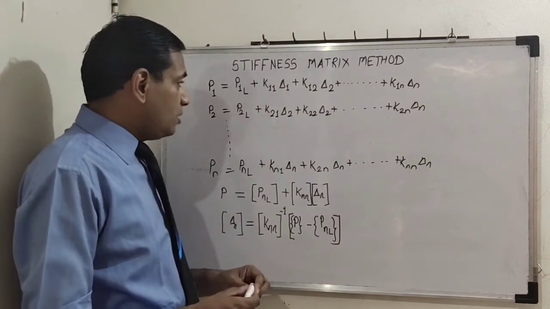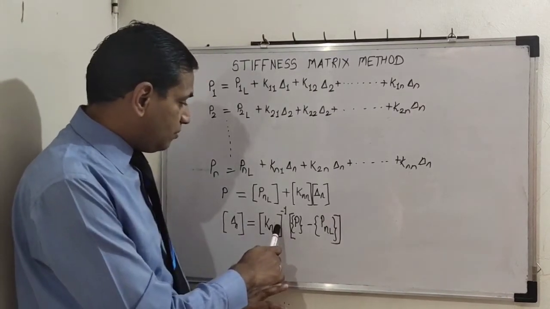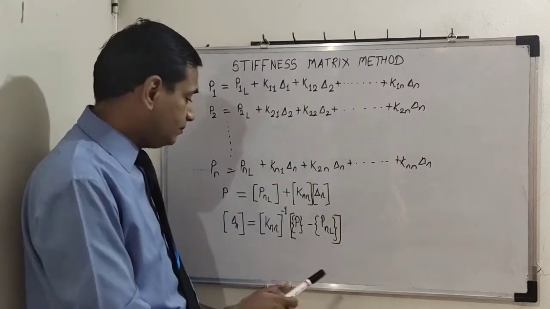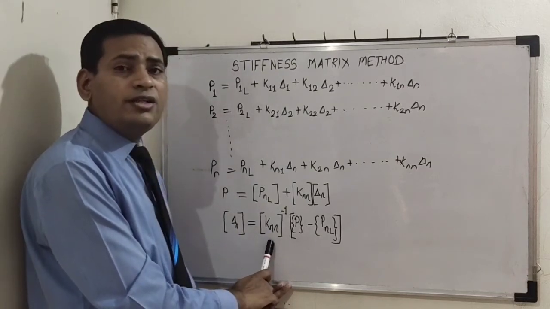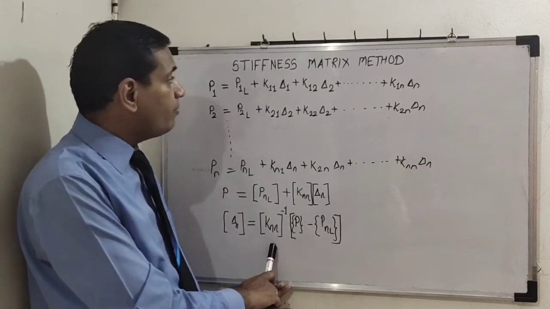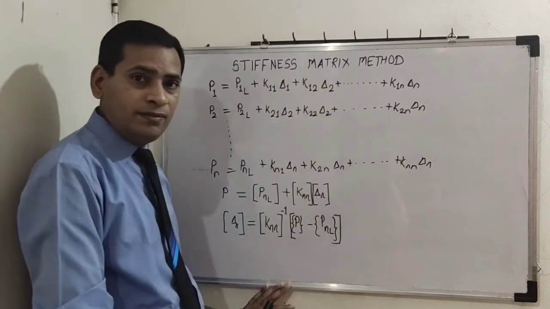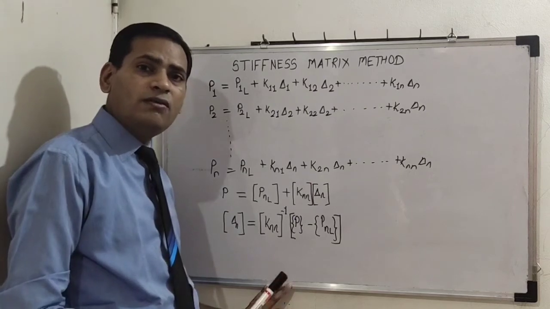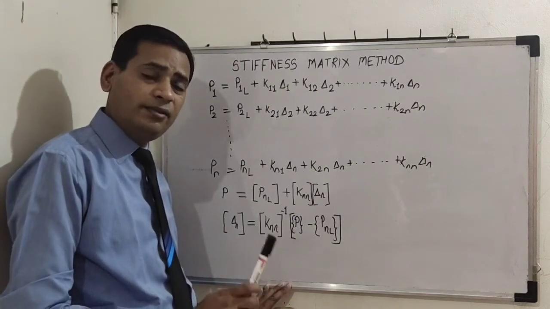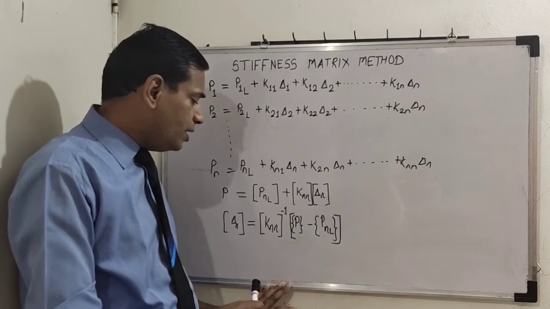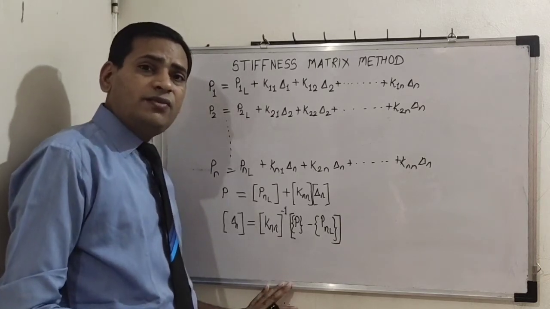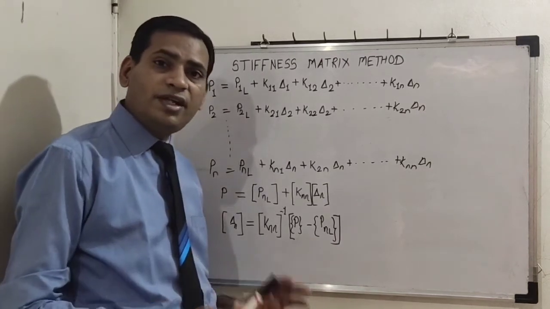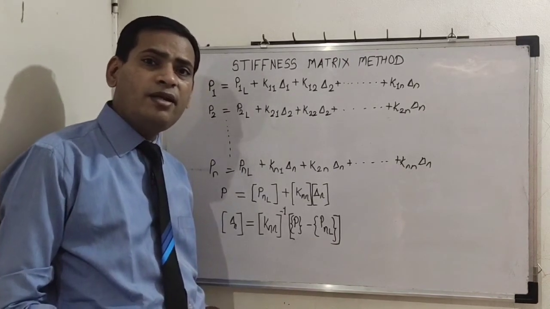And in this, since we are putting these equations in matrix form, hence it is matrix, and we are calculating stiffness values for each member, hence it is stiffness matrix. So stiffness may be axial stiffness AE or flexural stiffness EI. Okay, so AE or EI are the stiffnesses of the members. Axial stiffness will be for truss members, flexural stiffness will be for beams and columns.